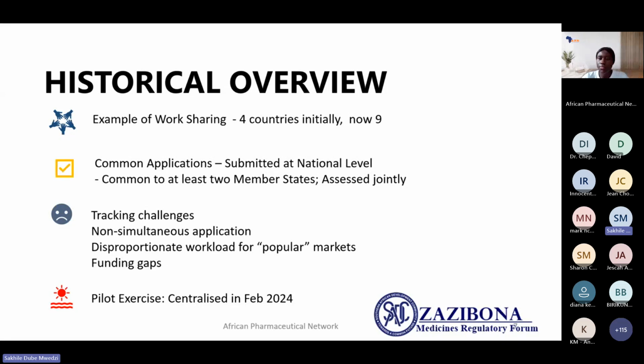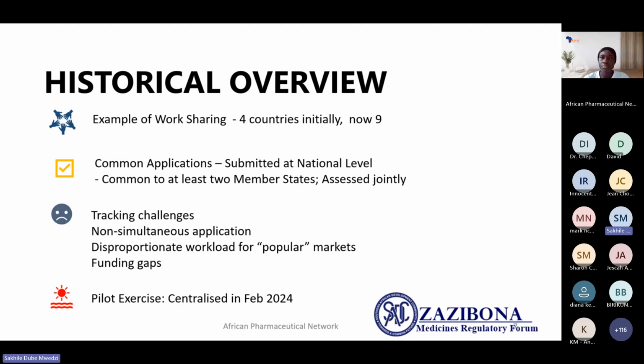Then as it went along, remember we said that we've been in existence for 10 plus years. We then discovered some challenges along the way. We started to have tracking issues because the products were still within the individual countries. So once a ZAZIBONA session is over, we would then expect each country to track the ones that they have. But then sometimes it wouldn't work as well as we had designed and wanted it to.